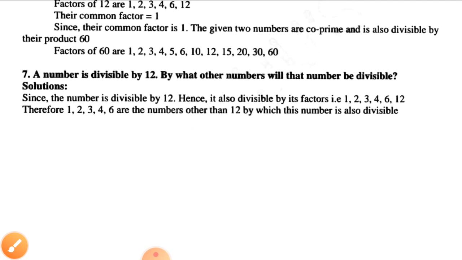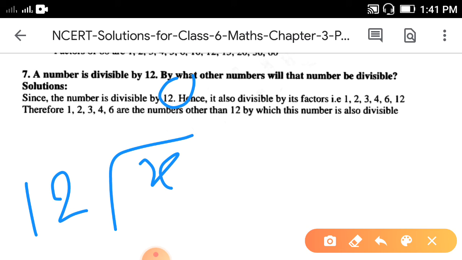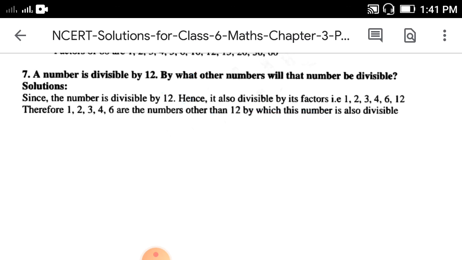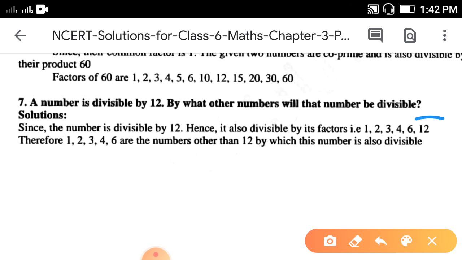Question 7.1. A number is divisible by 12. By what other numbers will that number be divisible? Any number that is divisible by 12 is also divisible by its factors like 1, 2, 3, 4, 6, 12. Out of these factors, that number is divisible by 12, so what remains? 1, 2, 3, 4, 6. Therefore, these are the numbers other than 12 by which the given number is also divisible.